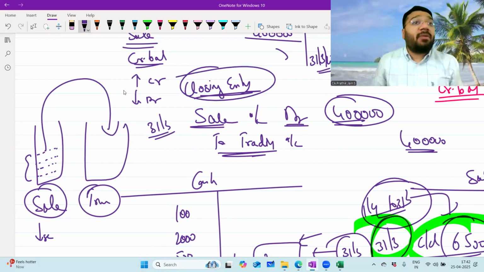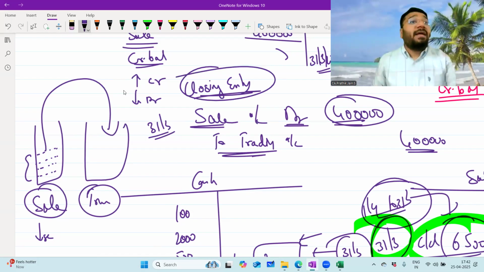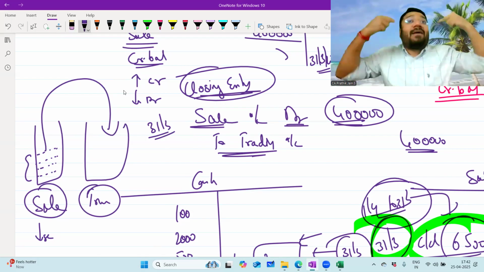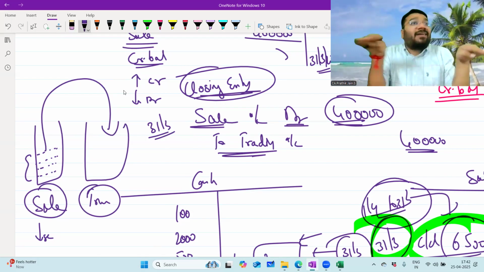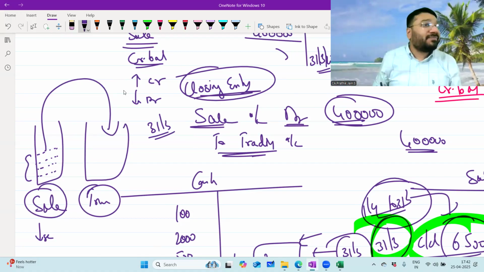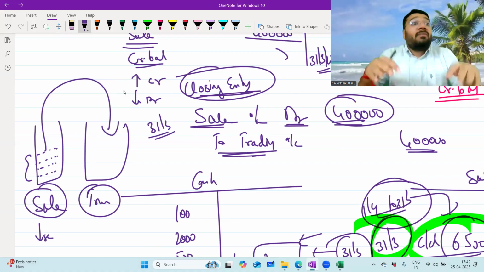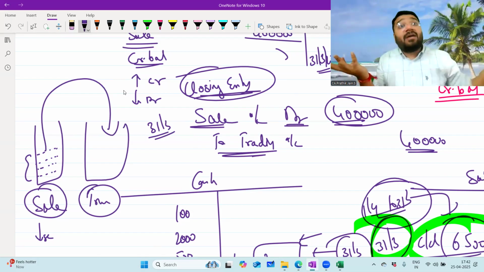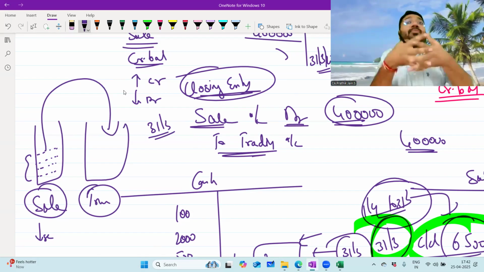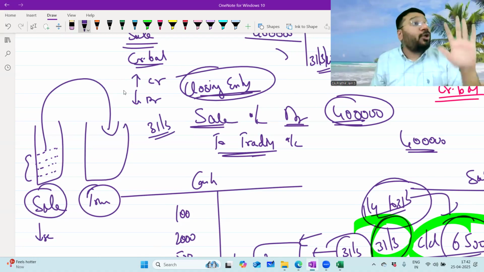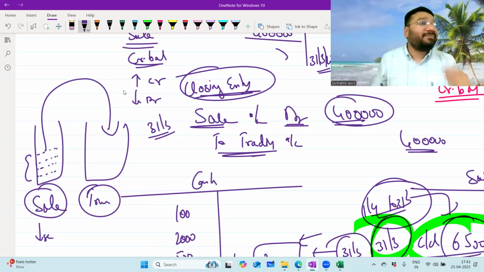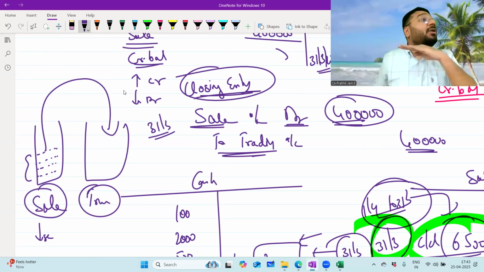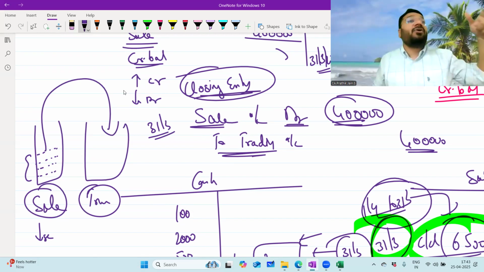Why is this closing entry required? If you do not pass the closing entry, then this balance will travel to the next year. To stop this balance from traveling to the next year, I have to close the ledger. I have to seal the ledger. Next year, sale will get combined with the previous year's sale. Both the sales put together, we will not get the true picture of the sale of that year. And hence I have to close. So all the nominal accounts at the end of the year are closed by passing a closing entry.